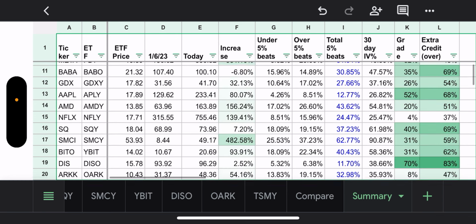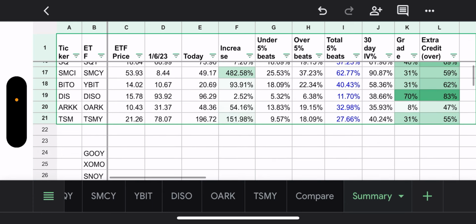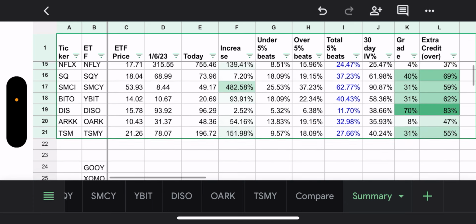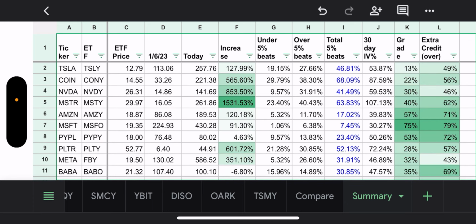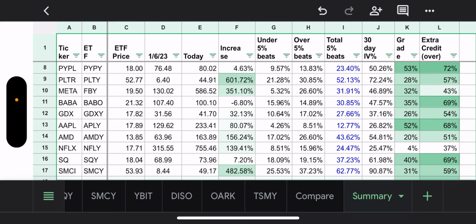By the way, look at the increase of SMCI, 482% since January 6th of 23. That's amazing. I mean, you can't compete with MSTR, Coin, or NVIDIA, or Palantir, but some of these, you see, they jumped up so high. So obviously some of the fluctuations are on the upward, which is really good. But again, you don't want to be capped. You don't want to be capped.